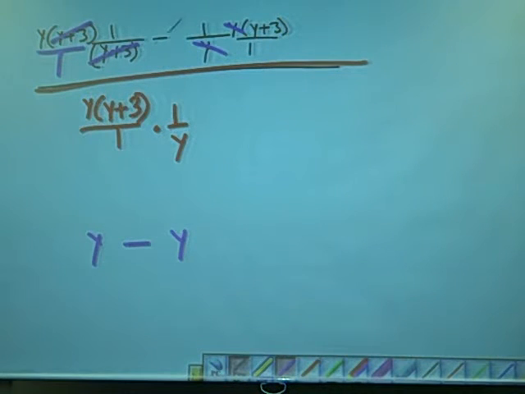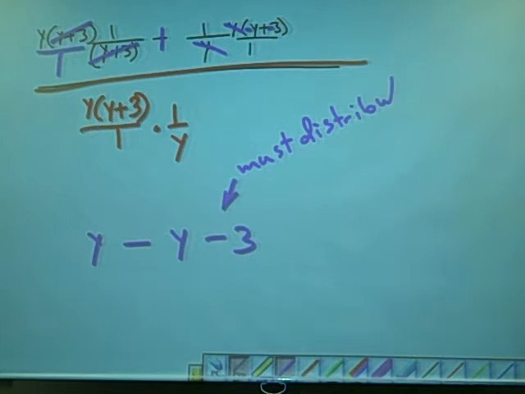Well, remember now, here's that minus. What do we have to do to everything inside here? Change the sign of everything inside, right? Change the minus sign to a plus. So that becomes a minus y. So we had to distribute that negative, right? Minus 3. So you must distribute the negative sign.